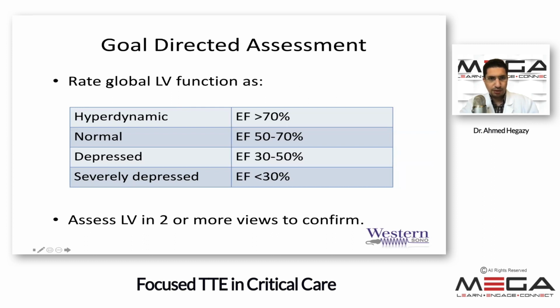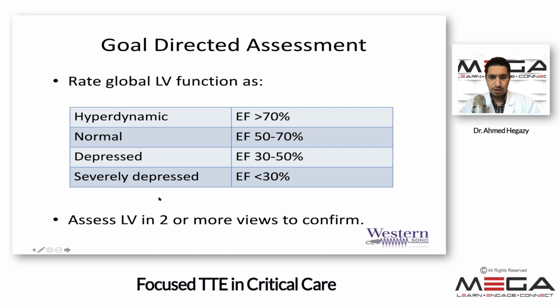Okay, so how do you rate global function by visual estimate? You just need to basically rate it as hyperdynamic if the EF is more than 70%, normal if the EF looks normal, anywhere from 55 to 70%. If it's depressed, then the EF is anywhere from the range of 30 to 55%. If it's severely depressed, then the EF is less than 30%.